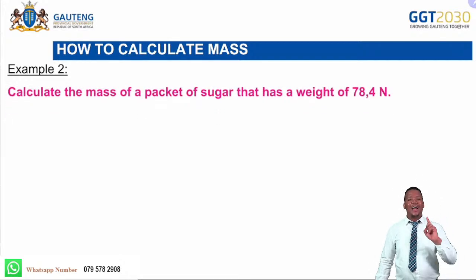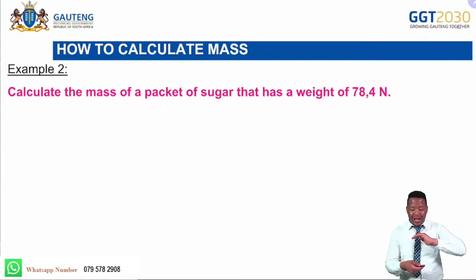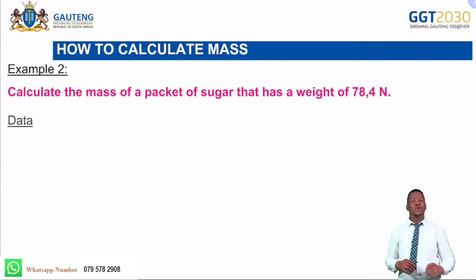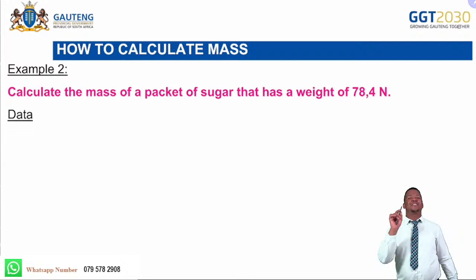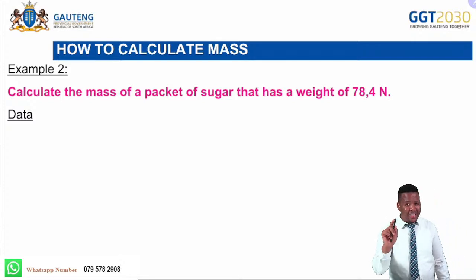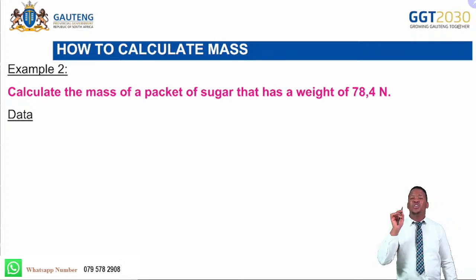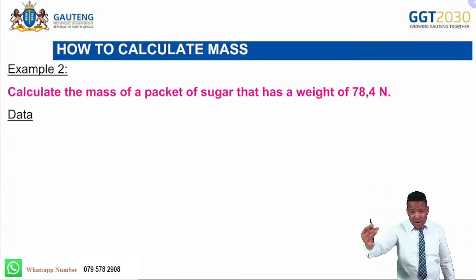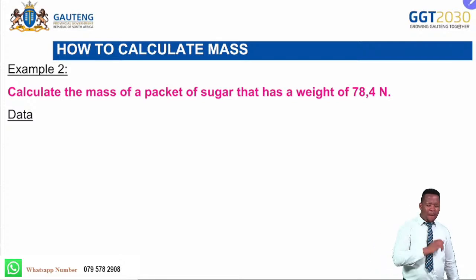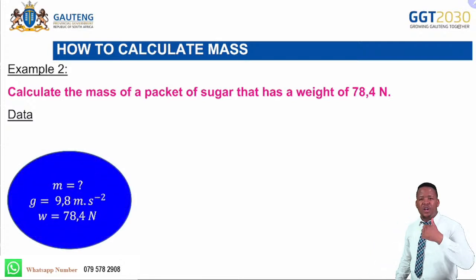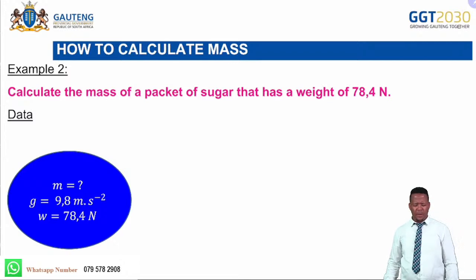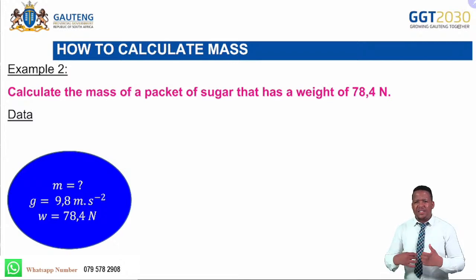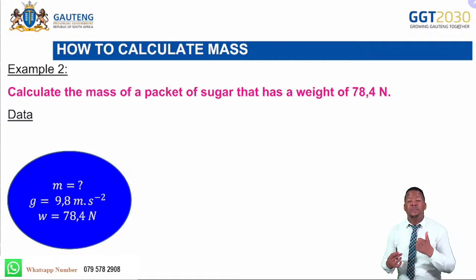Example 2. Calculate the mass of a packet of sugar that has a weight of 78.4 newtons. Always have data. It is important to have data so that when you do your calculations, you see which are your known variables and which are your unknown variables. Do we know the mass of this sugar? We don't know the mass of that sugar. Do we know the gravitational acceleration on Earth? Yes, 9.8 meters per second squared.